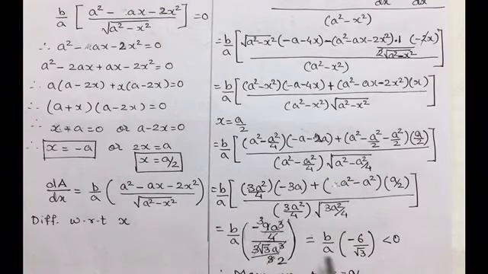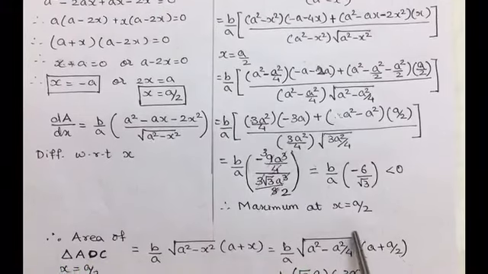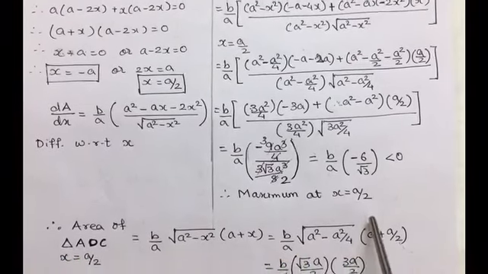Cancellations will give us minus b by a times 6 upon root 3, which is a negative value, and as it is a negative value, it is less than 0. Therefore, area becomes maximum at x equal to a by 2.